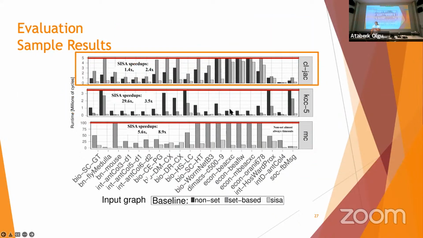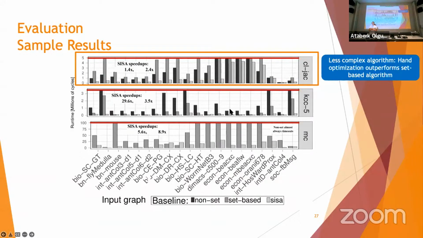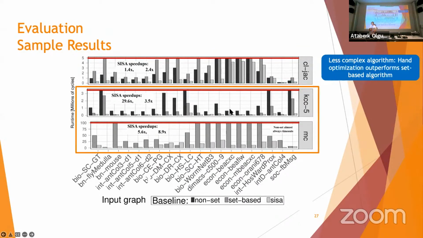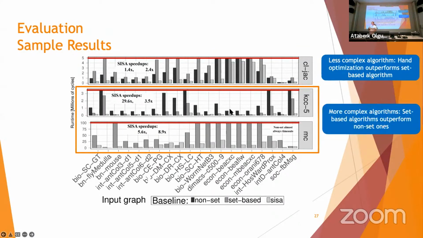Well, clustering, for example, is a simpler problem. And for less complex algorithms, the hand optimization outperforms the set-based algorithm, but SISA still provides some speedup. While for more complex problems, already writing the algorithms in a set-based way provides speedup, and SISA pushes this even further.